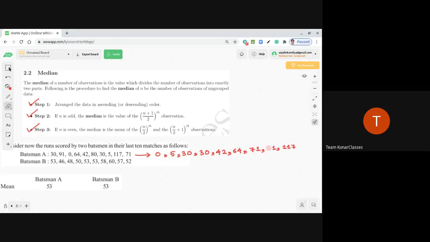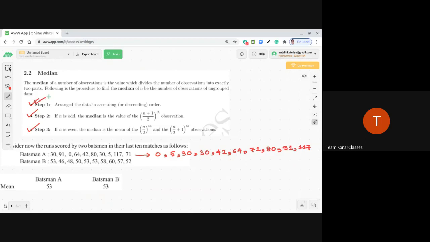So let me write 80 here. So here it is 80. Then we get 91 and 117. So 1, 2, 3, 4, 5, 6, 7, 8, 9, 10. Correct. Now it is fine. So the first step is done.